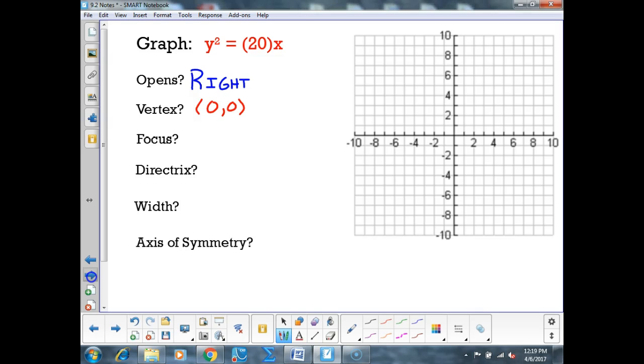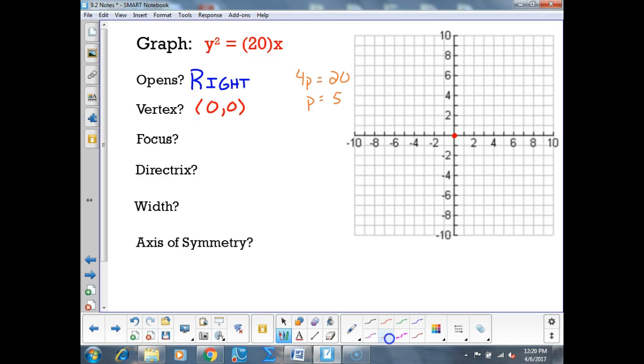How do I find the focus? Or, before I go on, is there anything else that I could find yet? P, you want to find P next? What's P? Because 4P is equal to 20, so then P is 5. Okay. So my vertex is right here.